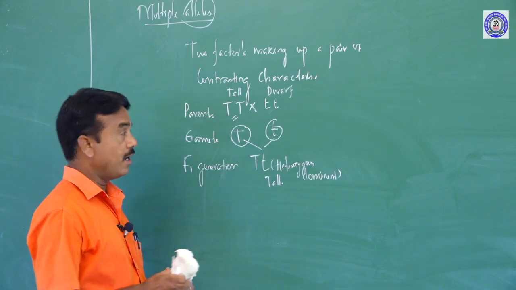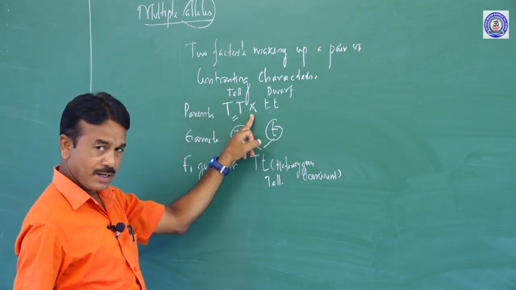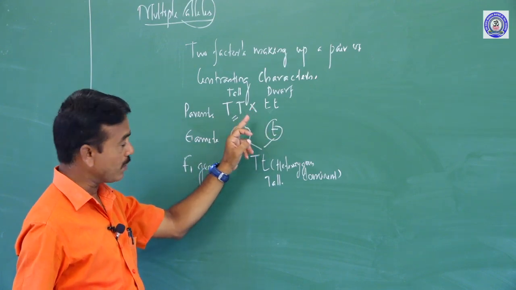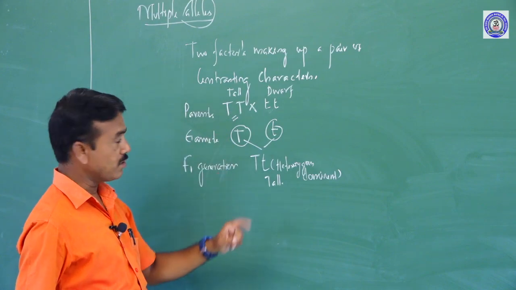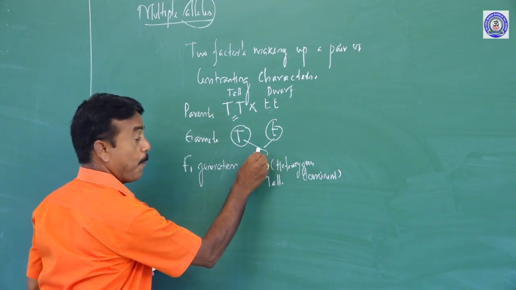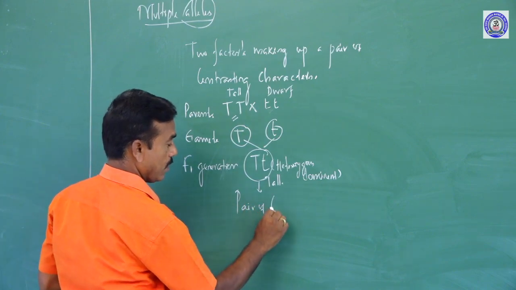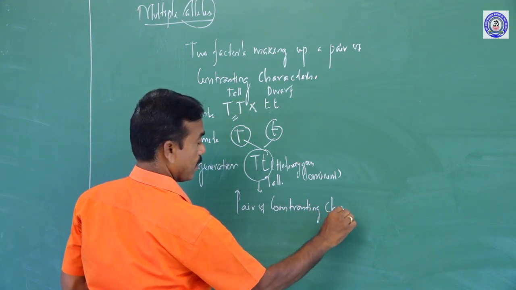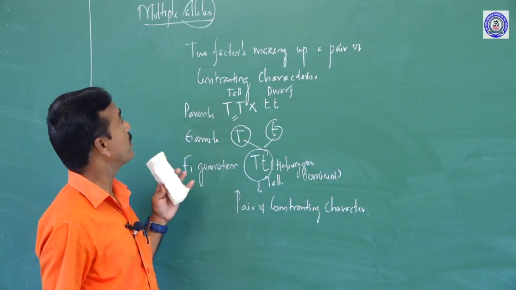Now come to the title. What are alleles? Two factors. What are the two factors? Tall and dwarf, that is, capital T crossed with small t. What is obtained in the F1 generation? Capital T and small t. So the definition of alleles: two factors making up a pair of contrasting characters. That is alleles.